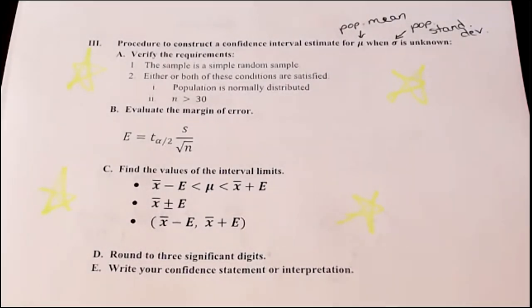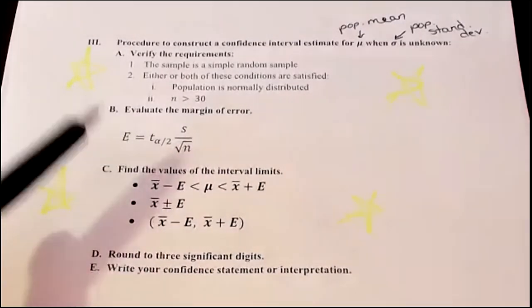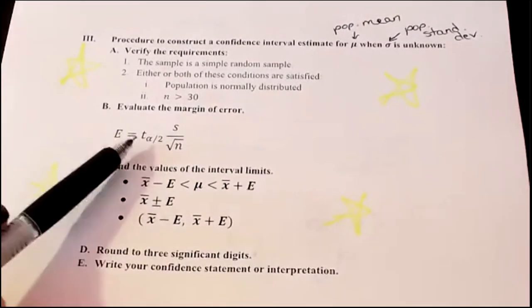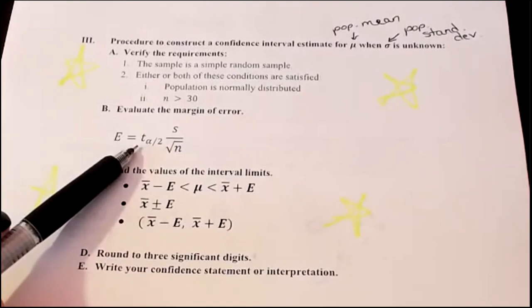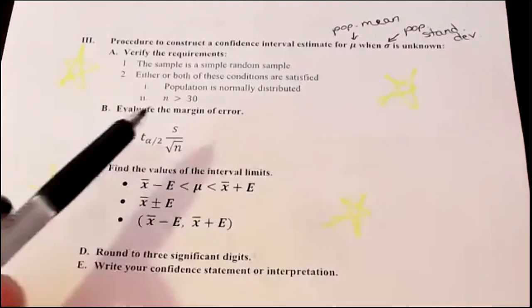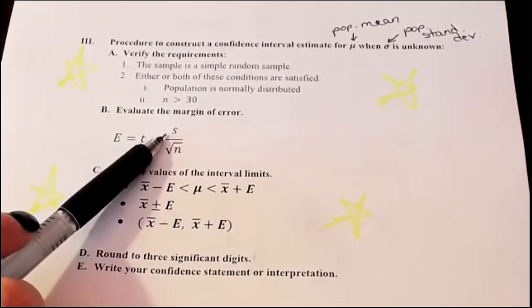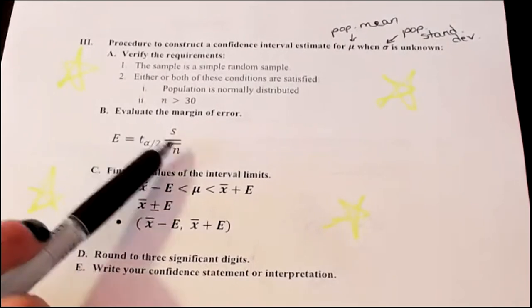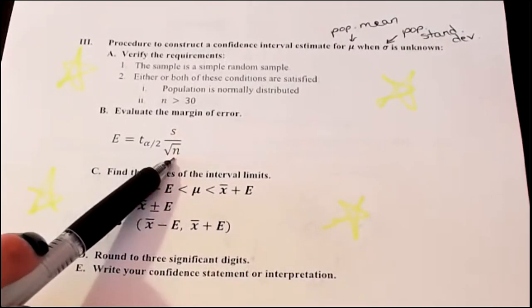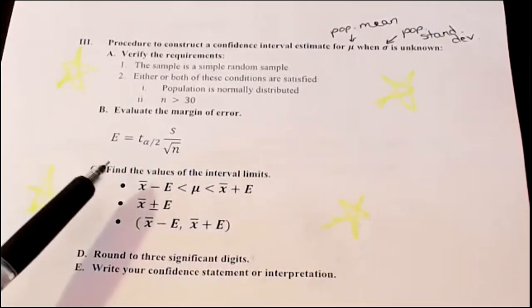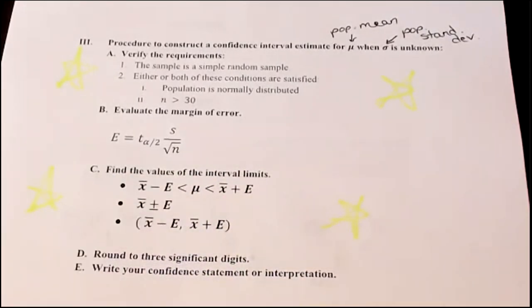estimate. We then move on to the margin of error. Notice the formula. So to calculate error, you have your critical value, and you're going to multiply it by the sample standard deviation. Remember, we don't know the population standard deviation. So the sample standard deviation divided by the square root of n, the number of items in your set or in your sample. You're then going to find the values of the interval limits.